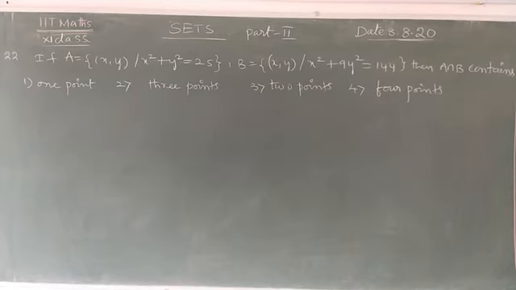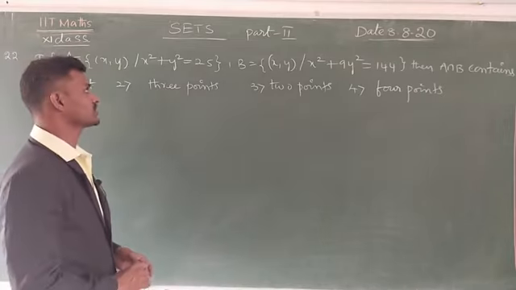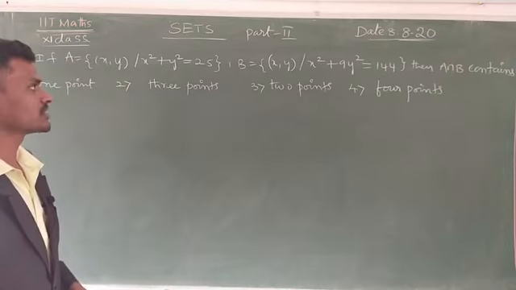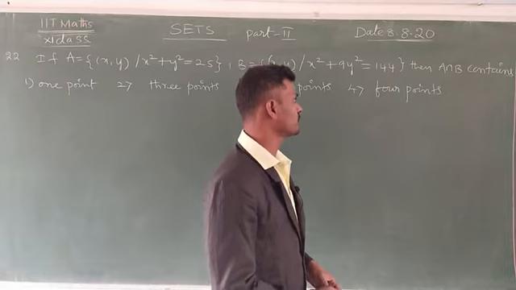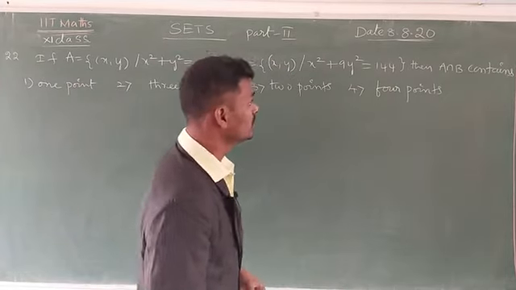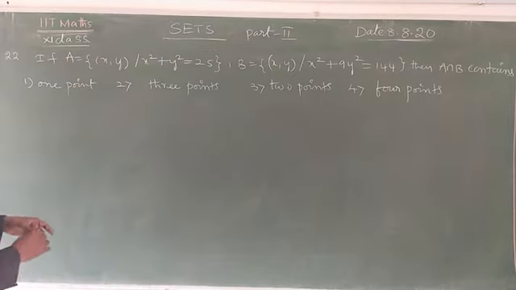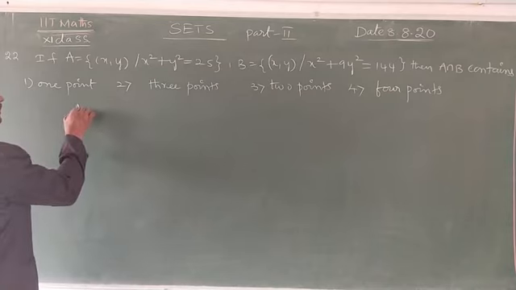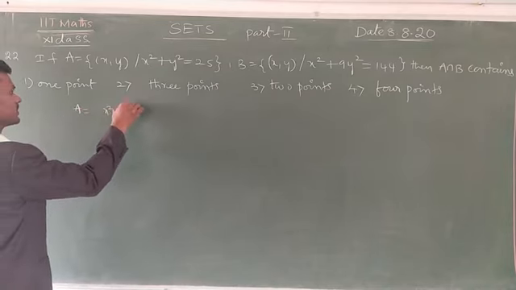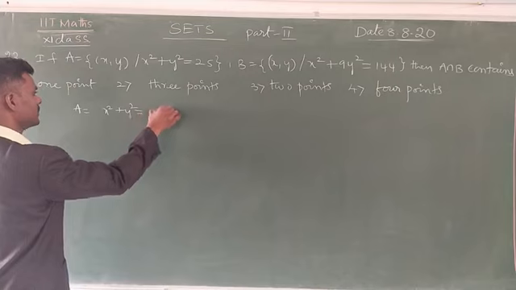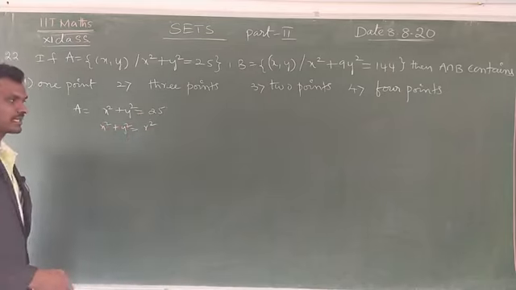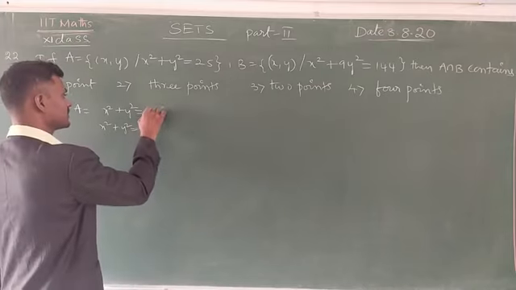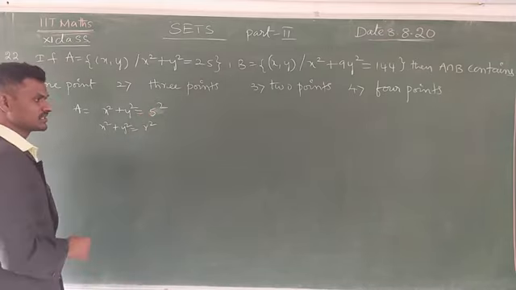Okay, next 22nd problem. If A is equal to the set of ordered pairs (x, y) such that x square plus y square is equal to 25, and B is equal to the set of ordered pairs (x, y) such that x square plus 9y square is equal to 144, then A intersection B contains how many points? Here common points. Now we can take A is equal to x square plus y square is equal to 25. Now this is x square plus y square is equal to r square. This is a circle. Now this is also written as 5 square, 25. Given this one is a circle.